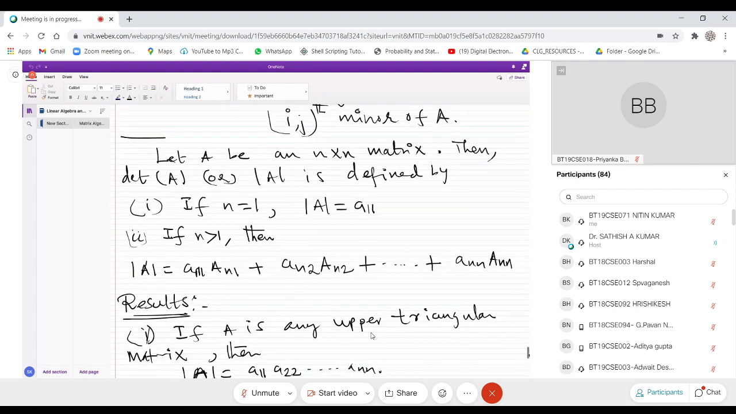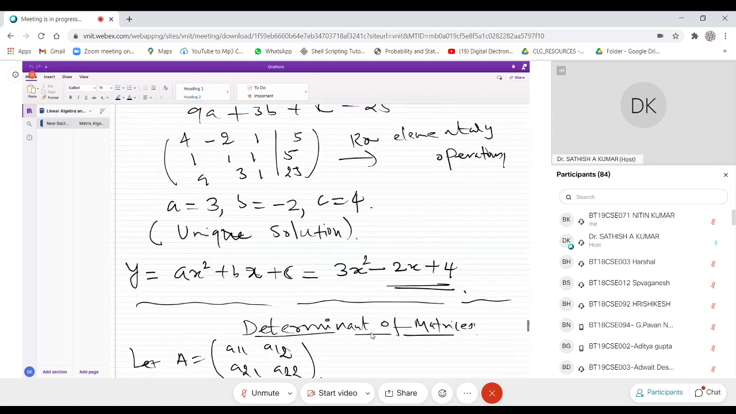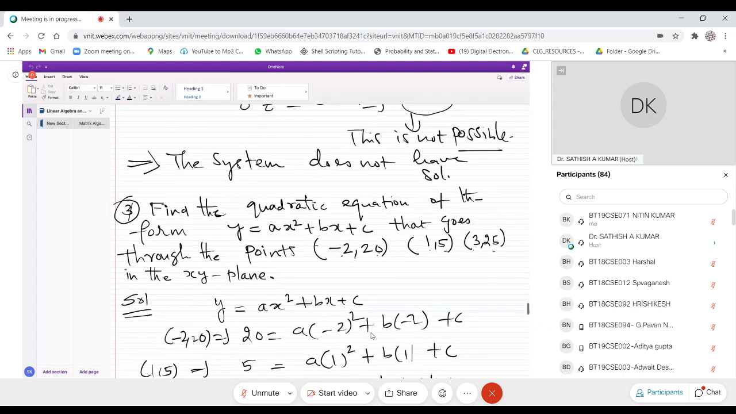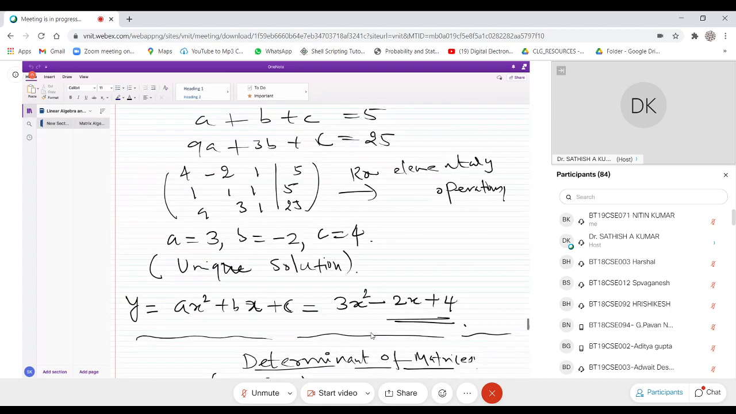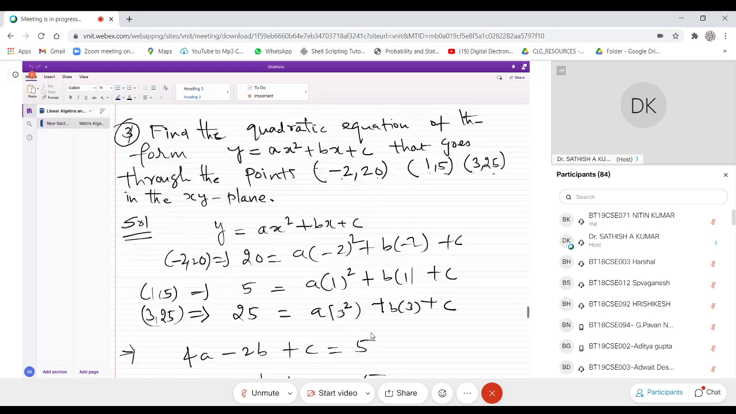Okay, and also some of the elementary properties of your determinant we had discussed yesterday. And these are the problems we had discussed yesterday. Okay, find the quadratic equation of the form. These are the things we had discussed using the Gauss elimination approach, right?